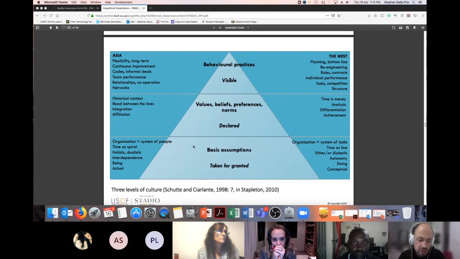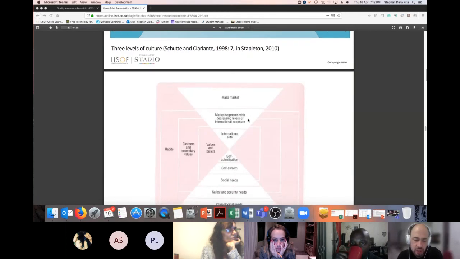Then there's the 3 levels of culture and a comparison between Asia and the West. I think you should just read this and not focus too much on this for your assessment. Just understand that there are different levels of culture, but I wouldn't stress too much about it.